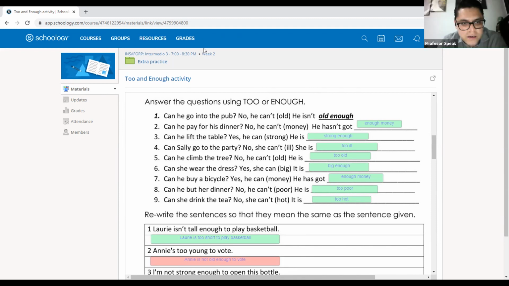Okay. Can she wear the dress? Yes, she can. It is big enough. Can he buy a bicycle? Yes, he can. He has got enough money. All right. Can he buy his dinner? No, he can't. He is too poor. Too poor. Sad. Yeah, so sad. This is my case. Can she drink the tea? No, she can't. It isn't too hot.